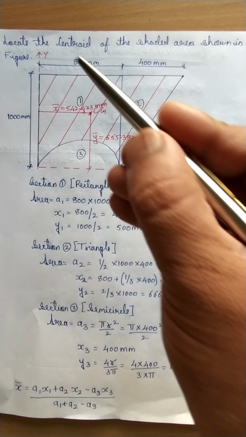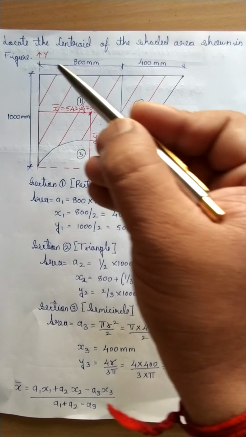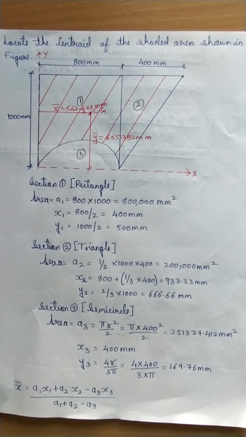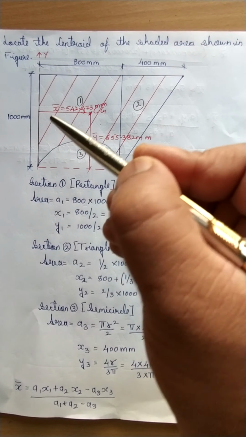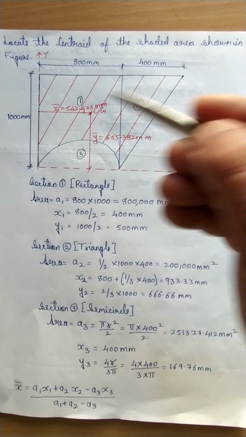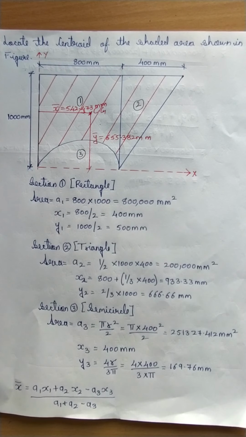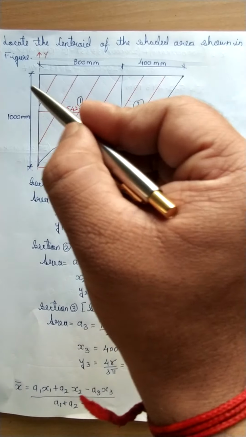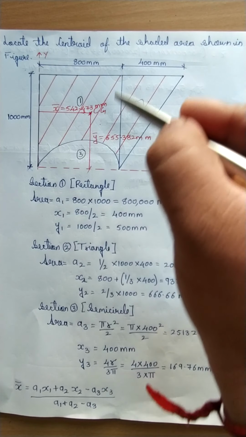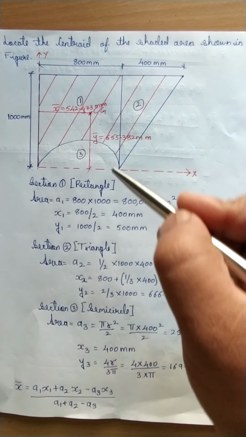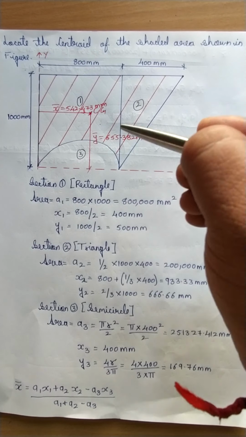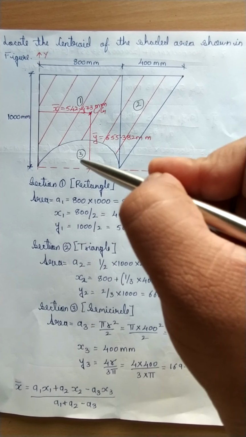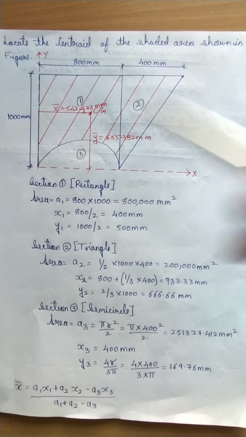The question is, locate the center of the shaded area shown in the figure. Now you can see this is the figure. How we can divide it is, because we want only the centroid of the shaded portion, we can divide it into geometries. So I will consider this as a rectangle. I will take section 1 as a rectangle of 800 by 1000 mm, a triangle of this dimension, and a semicircle. Section 1 is a rectangle, and I have to deduct this part. So 1 plus 2 minus 3.